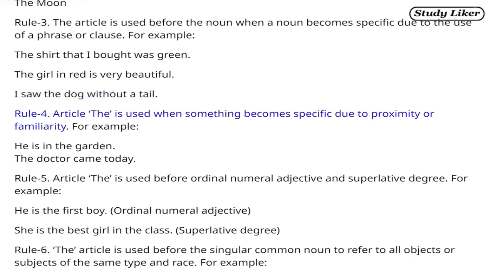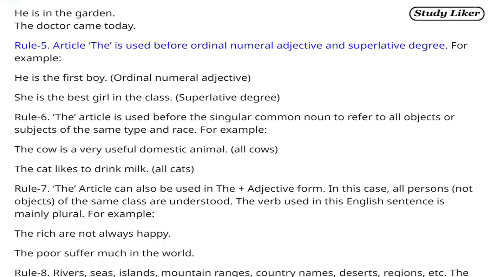Rule 4. Article the is used when something becomes specific due to proximity or familiarity. For example, he is in the garden. The doctor came today. Rule 5. Article the is used before ordinal numeral adjective and superlative degree.